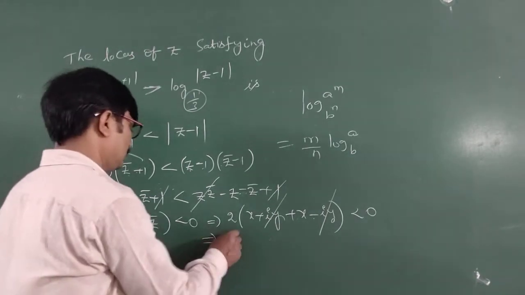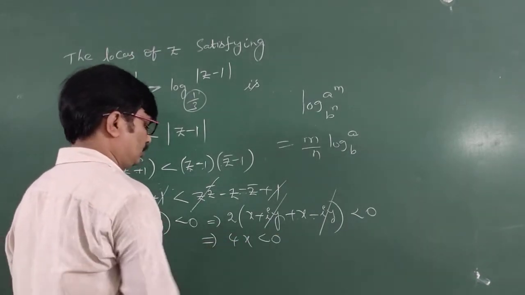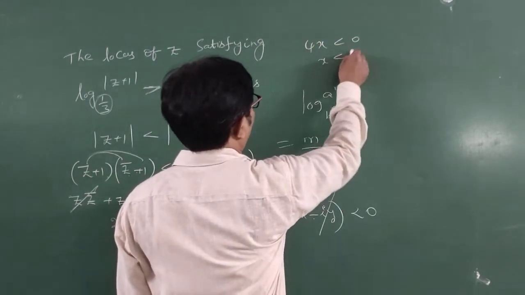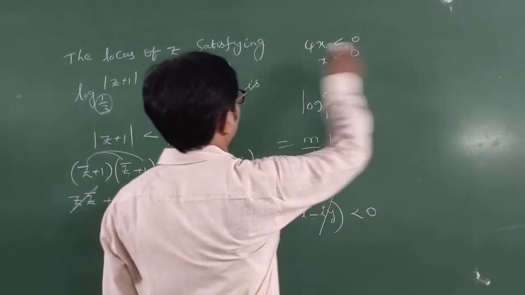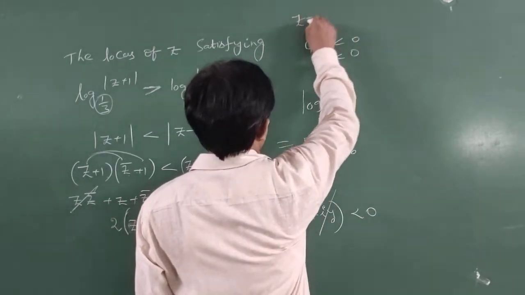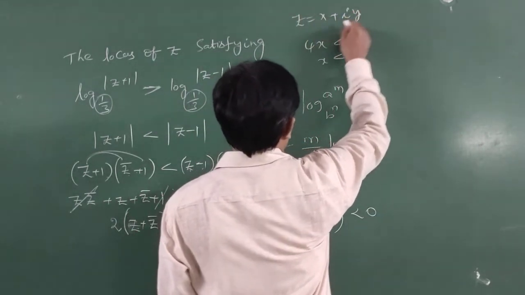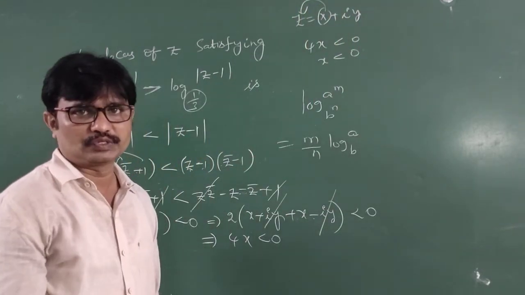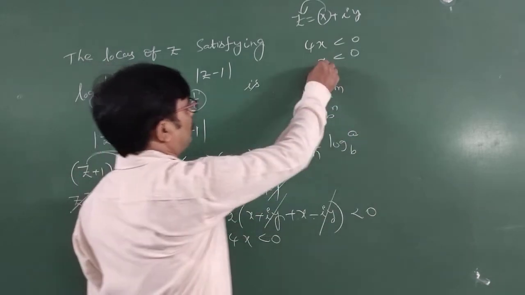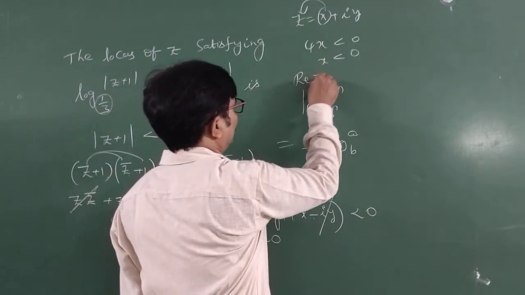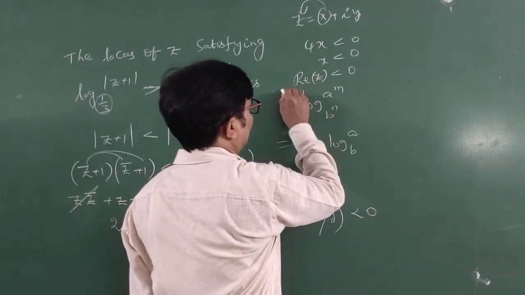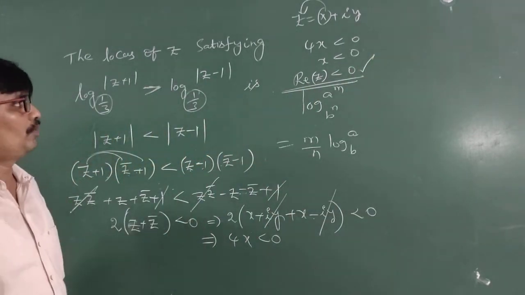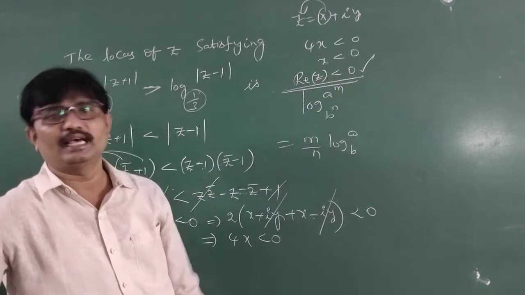So this is 4x less than 0. So dear students, when 4x is less than 0, x is less than 0. Z is x plus iy. x is called the real part of z. So the real part of z is less than 0. This is our locus of z.